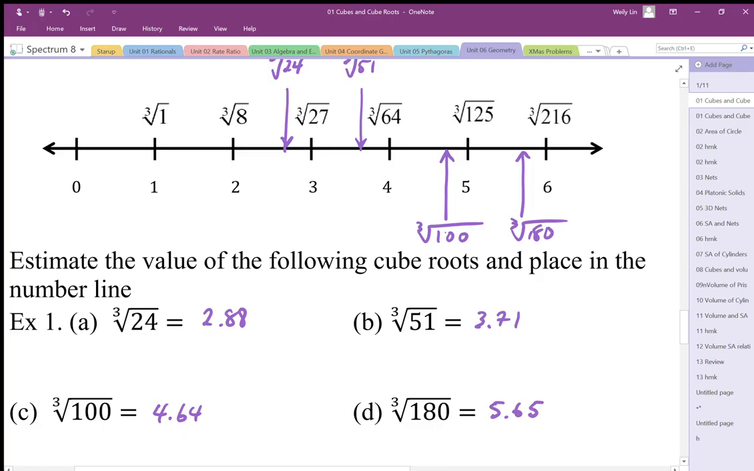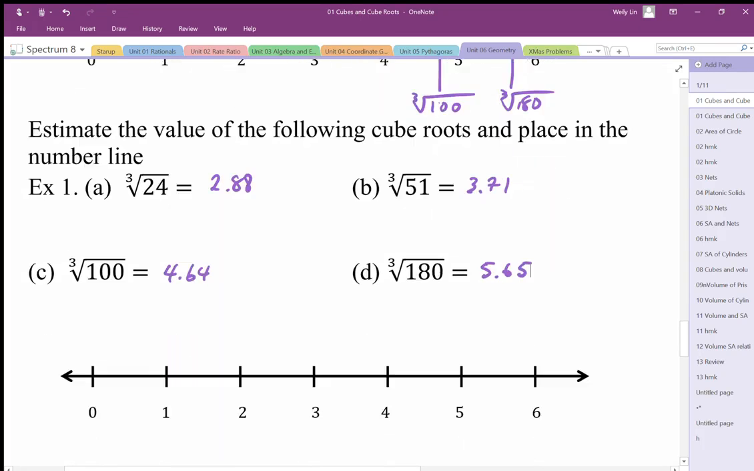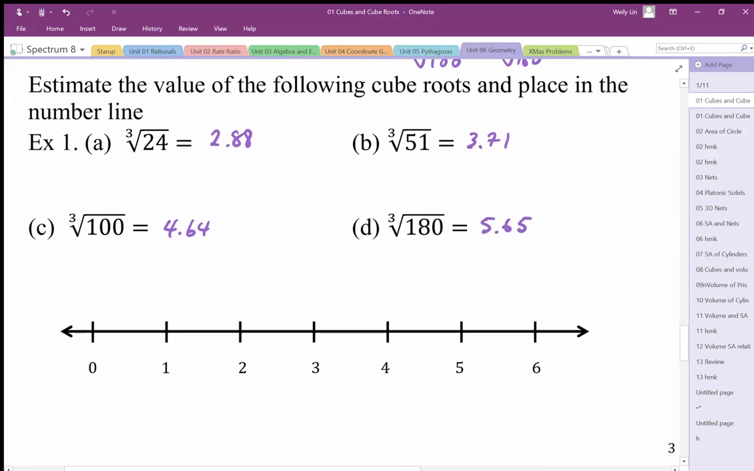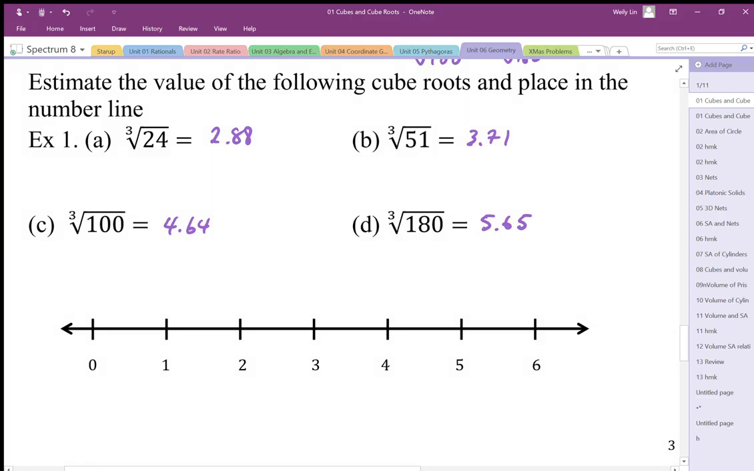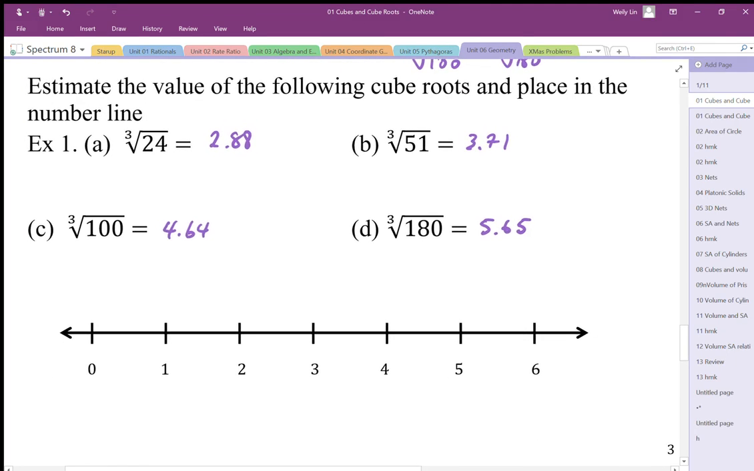Okay, so we need to be able to estimate. Here I use the calculator to just check my answers and make sure they're in the right place on the number line. Oh, I put the cube roots on that number line instead of on the bottom one, but hopefully you get the idea.